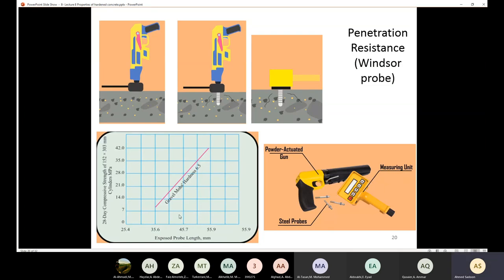The exposed probe length. This one is going to use the gravel Mohs hardness, it depends on your figure, maybe 3 or 4. It depends on the type of the gravel. Then I'm going to move from here to your line in order to determine the compressive strength. So again, I need to use the value of the penetration, get into this graph in order to know the value of the compressive strength.